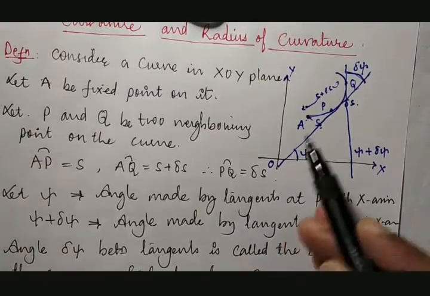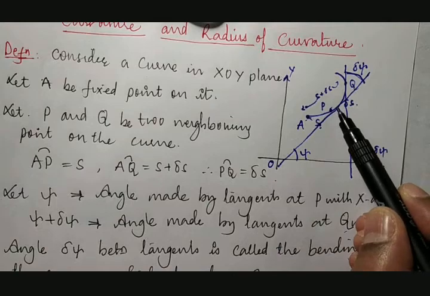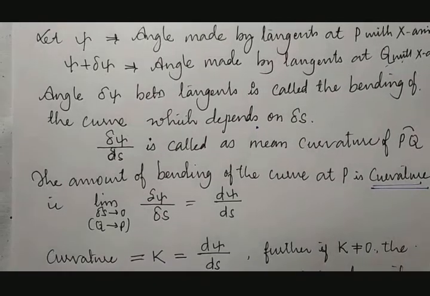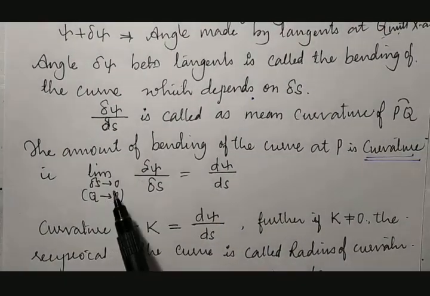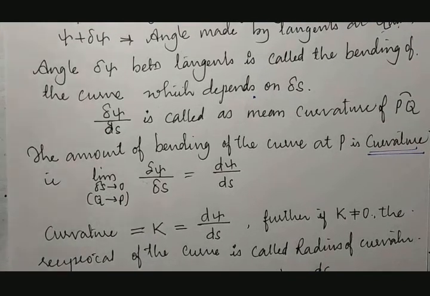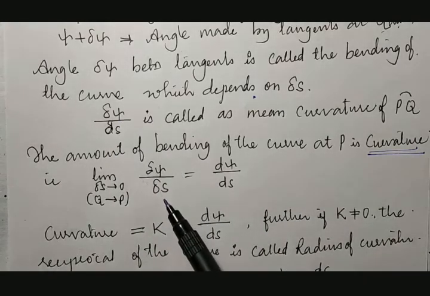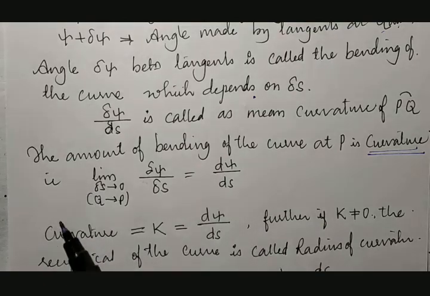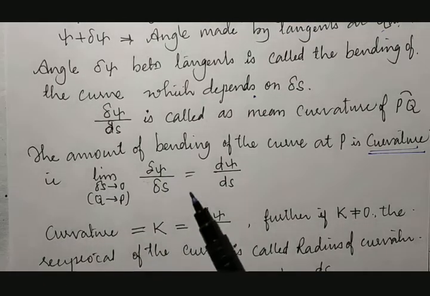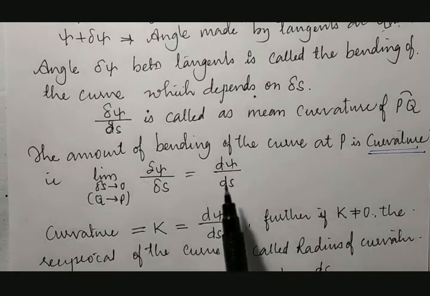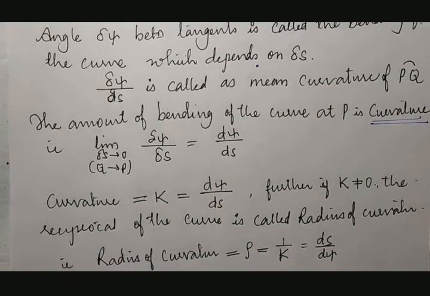You can take it here. P to Q is nothing but delta S. We consider this as almost 0. It is not exactly equal to 0, but we hope that it will be close to 0. Tends to 0 means very close to 0. If that distance goes to 0, the mean curvature delta psi by delta S, as per calculus, the limit of the ratio gives the derivative, that is d psi by ds. Here we have taken delta, here we have taken d. D stands for derivative.